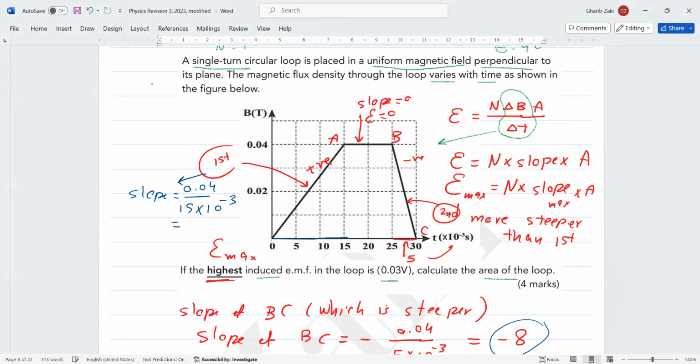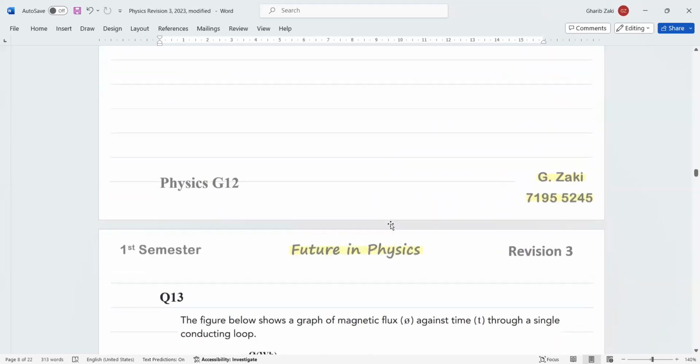Calculate this slope. Fraction 0.04 divided by 15 multiply 10 to the power negative 3. The answer is 2.67. Look, but the slope of the other one is 8. So it's steeper. Why do we take 8? Because it said the highest. If it said lowest, we take the first one. But lowest is 0. The minimum value of EMF is 0 in that question. So this is my answer. Now, next question.